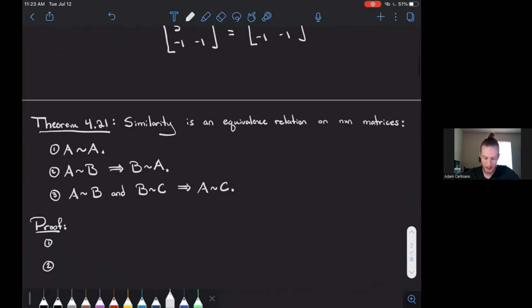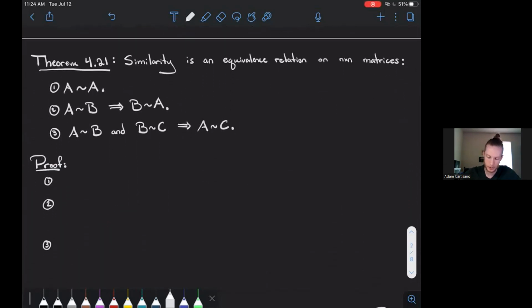Here's our theorem. Similarity is an equivalence relation on n by n matrices. By the way, an equivalence relation is a relation that just satisfies these three additional properties. These properties have names. An equivalence relation is a relation which is symmetric. That is, A is similar to A. Okay. Reflexive.